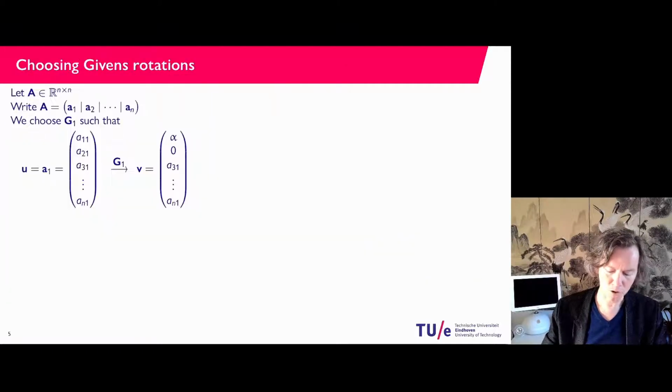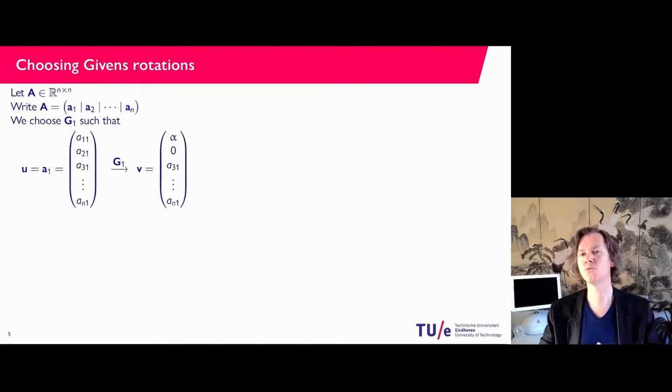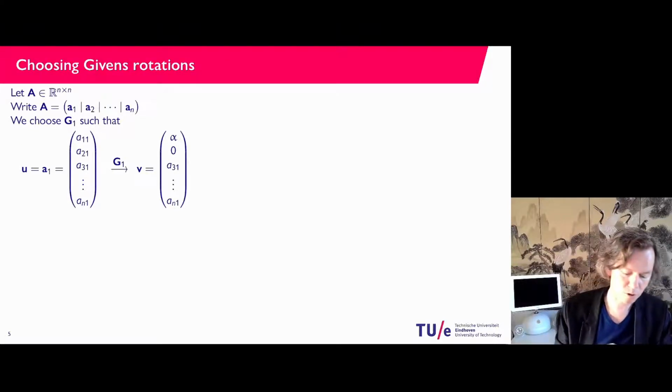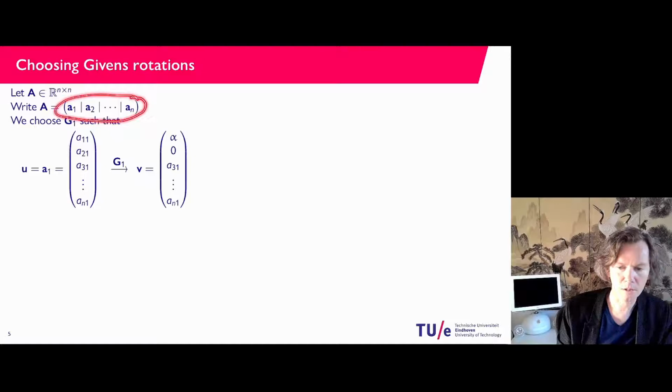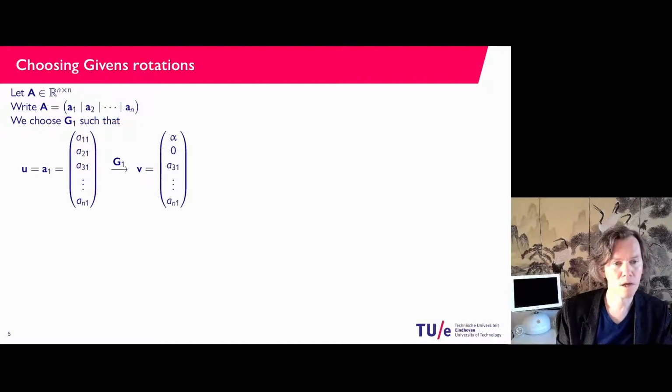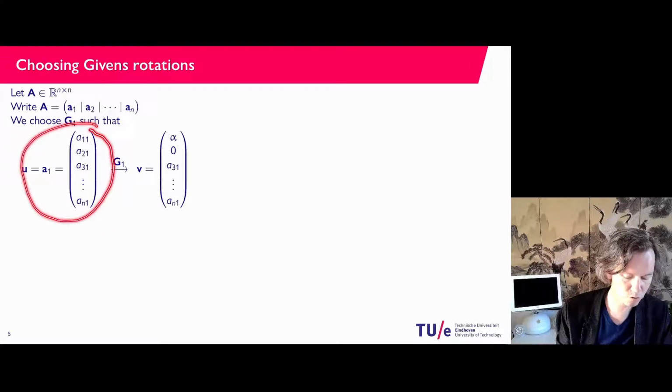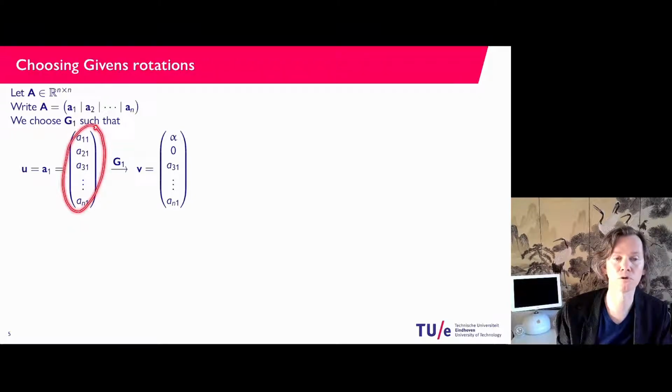Now the next question is, we want to use these Givens rotations to create zeros. How can we do that? So let's take a matrix A, which is square. Let's split it into its n columns. And first we start working on the first column. So I'm going to take U equals A1, just the first column of the matrix, and all these entries can be non-zero, so I just gave them names.